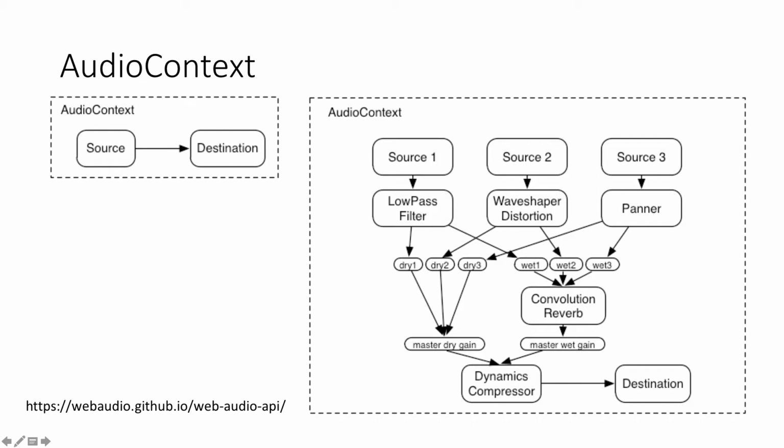In the example on the right, it's a little bit more complex. You have three sources routed through filter, distortion, panner. Then they are split up into a dry and wet signal. The wet signal is fed into a convolution reverb. The dry and wet signal are then brought back together into a dynamics compressor, and then finally to the destination, or what you end up hearing. So if I mention the audio context in this video, this is what I'm referring to.